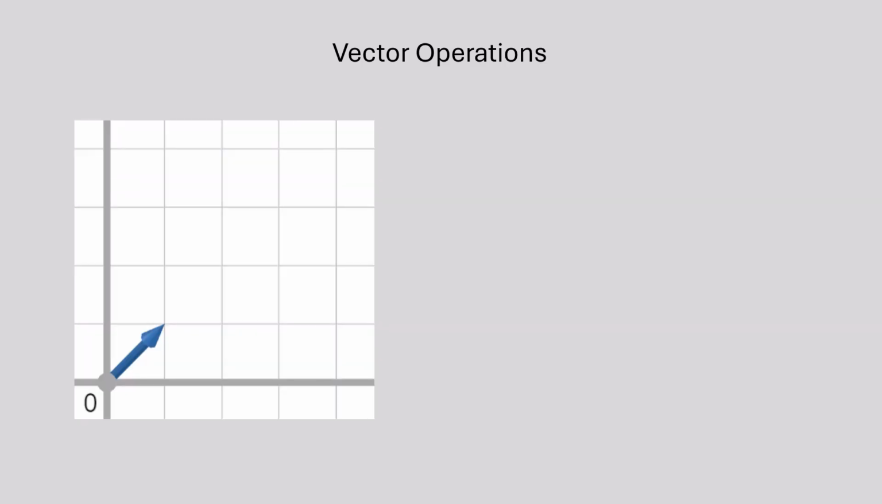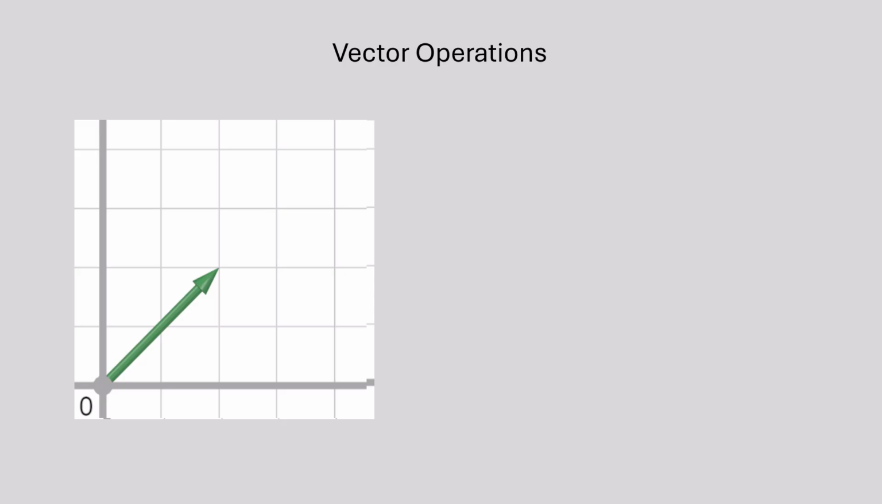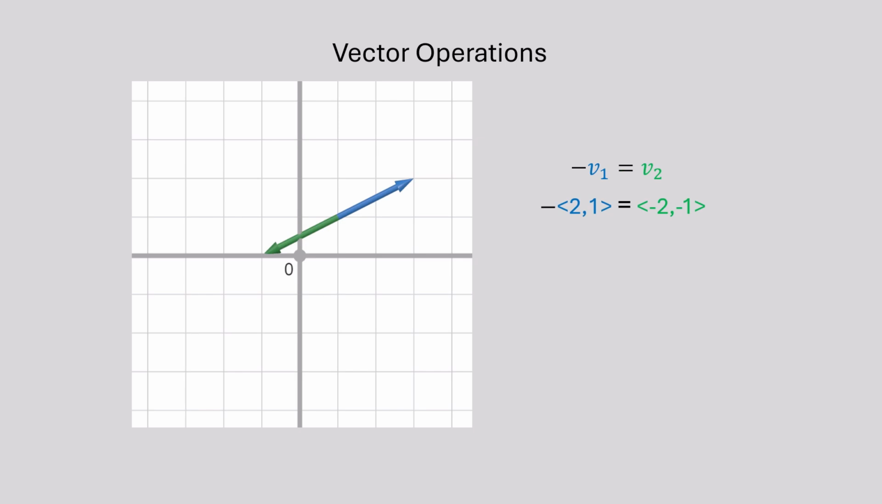Let's look at our second vector operation, which is scalar multiplication. This is when we multiply a vector by a scalar. If we multiply this blue vector by the scalar 2, then its length will double. Scalar multiplication is also component-wise. It's like we're distributing the 2 to the x and y components. Let's try to multiply this blue vector by the scalar -1. If we do that, we get this green vector. We notice that it's in the opposite direction of the blue vector.